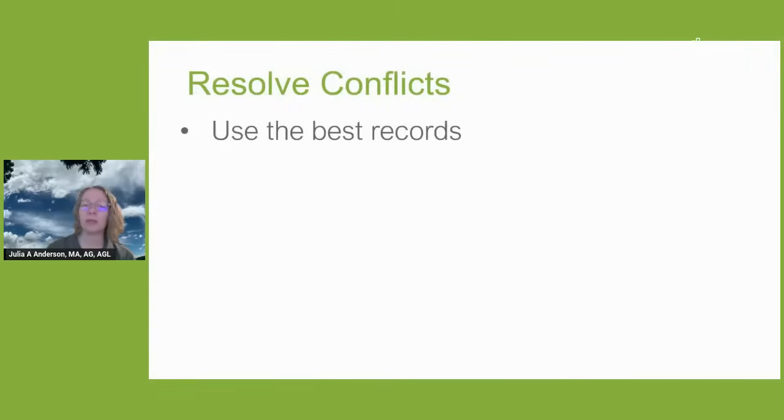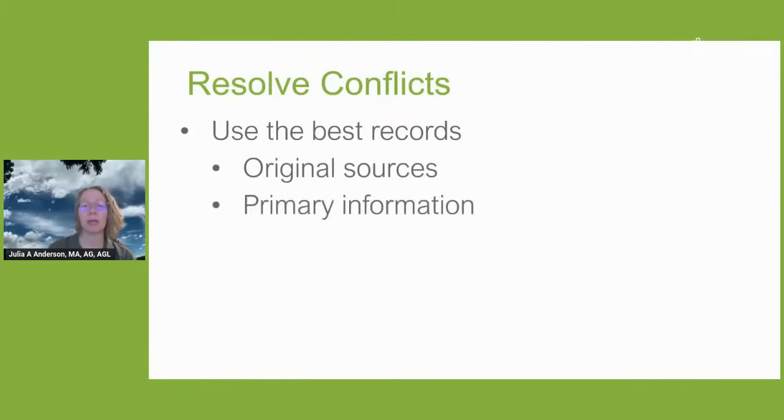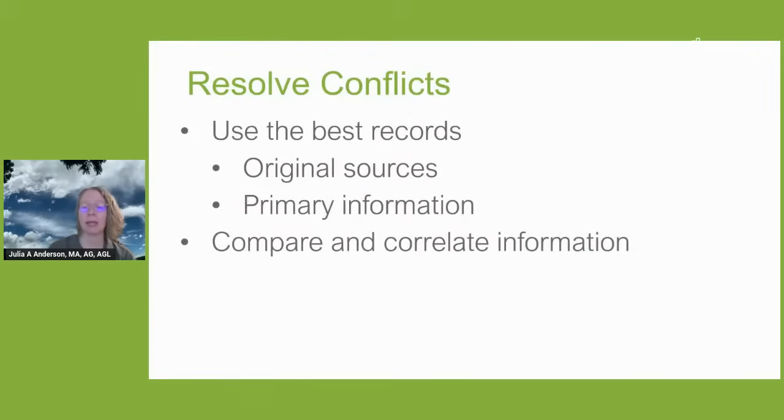When resolving conflicting evidence, it is important to focus on the best records. These are typically original sources with primary information. Then you'll want to compare and correlate that information with other documented evidence. Using charts and forms can greatly help in organizing the data and deciding what information makes the most sense.